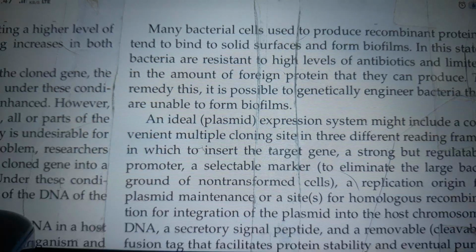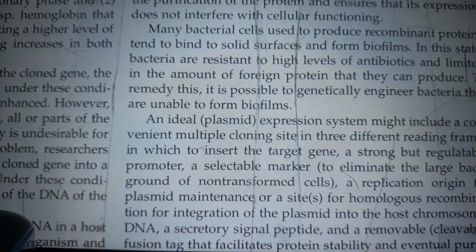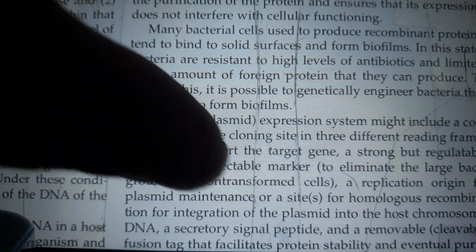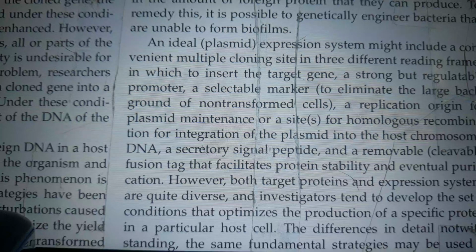Many bacterial cells used to produce recombinant proteins tend to bind to solid surfaces and form biofilms. In this state, bacteria are resistant to high levels of antibiotics and limited in the amount of foreign protein that they can produce. To remedy this, it is possible to genetically engineer bacteria that are unable to form biofilms.